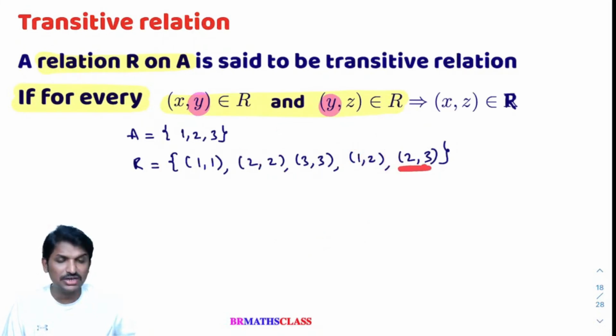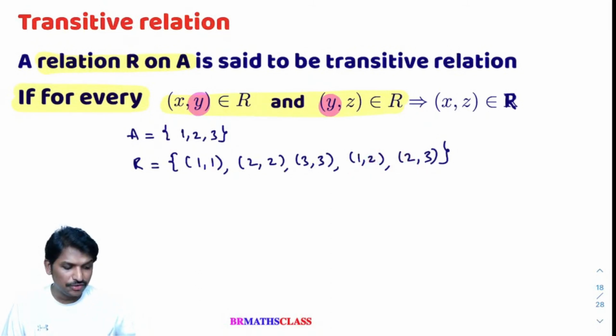Now the last one, (2, 3). This ends with 3 now. No, I think I have not checked for this one. One minute please. This one I have not checked for this element, I think. (1, 2) ends with 2. You look for the elements which start with 2. This starts with 2, I checked for that, and this also starts with 2. Okay, (1, 2) and (2, 3). That means you are able to find (x, y) and (y, z).